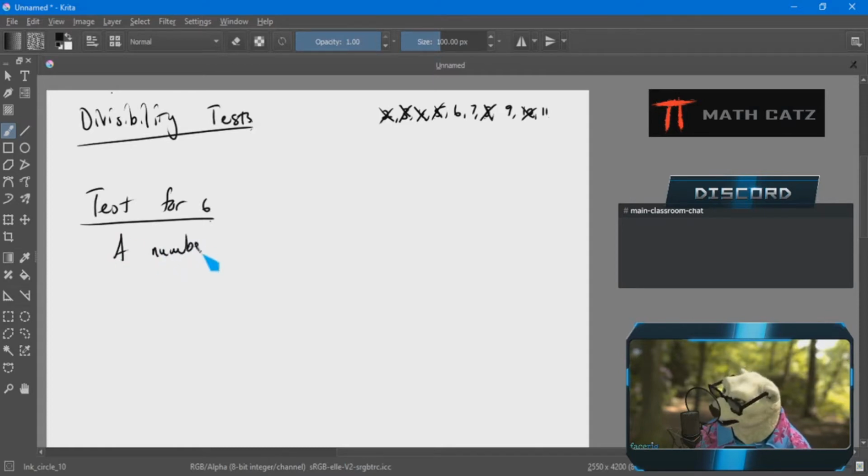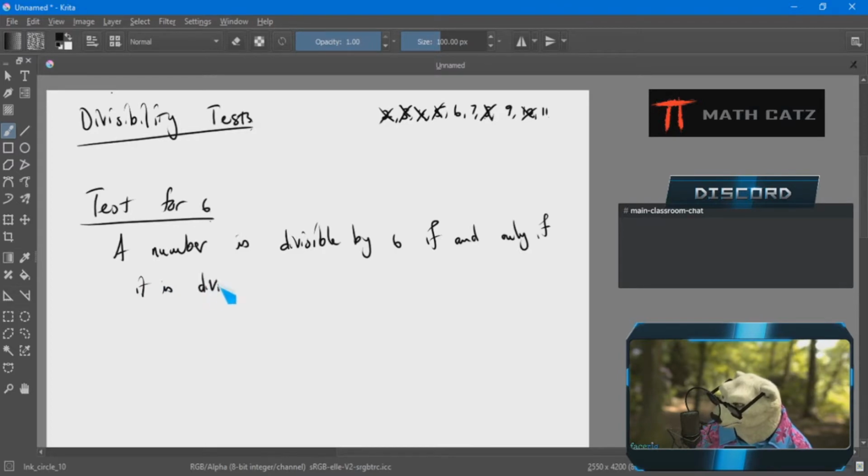A number is divisible by 6 if and only if it is divisible by both 2 and 3. So in order to decide if a number is divisible by 6, I need to check if it's divisible by 2, if it's divisible by 3, and only if I have both, then I can say yes, it's divisible by 6.